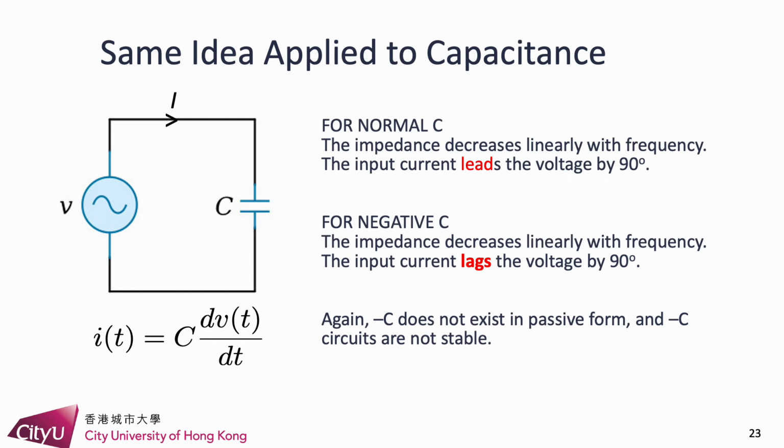The same idea can actually be applied to capacitance. For normal capacitance, the impedance decreases linearly with frequency, and the input current leads the voltage by 90 degrees. For negative capacitance, however, the impedance decreases linearly with frequency, and the input current lags the voltage by 90 degrees. And again, negative capacitance does not exist in passive form, and negative capacitance circuits are not stable.